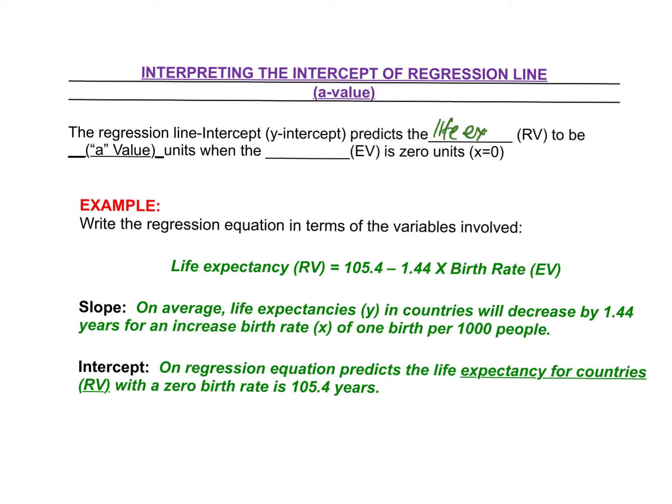life expectancy to be, and I've got to put 105. I'm just going to round because it's years. 105 years when the birth rate per 1,000 is 0. Okay? So only in those yellow bits is where you're writing the thing. So down here, you've got written that whole statement, which we would have used those blank templates to write. And there you go. We've written it down there.